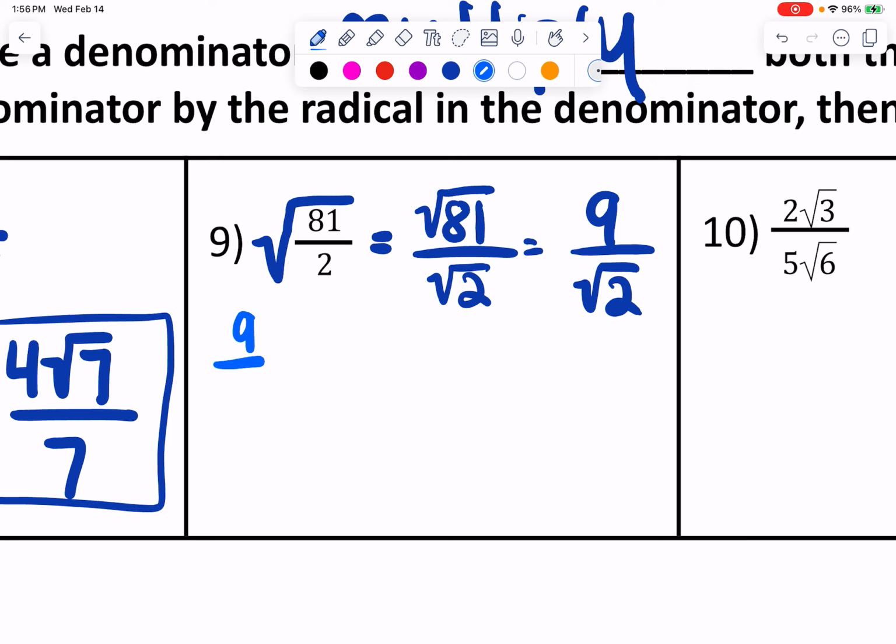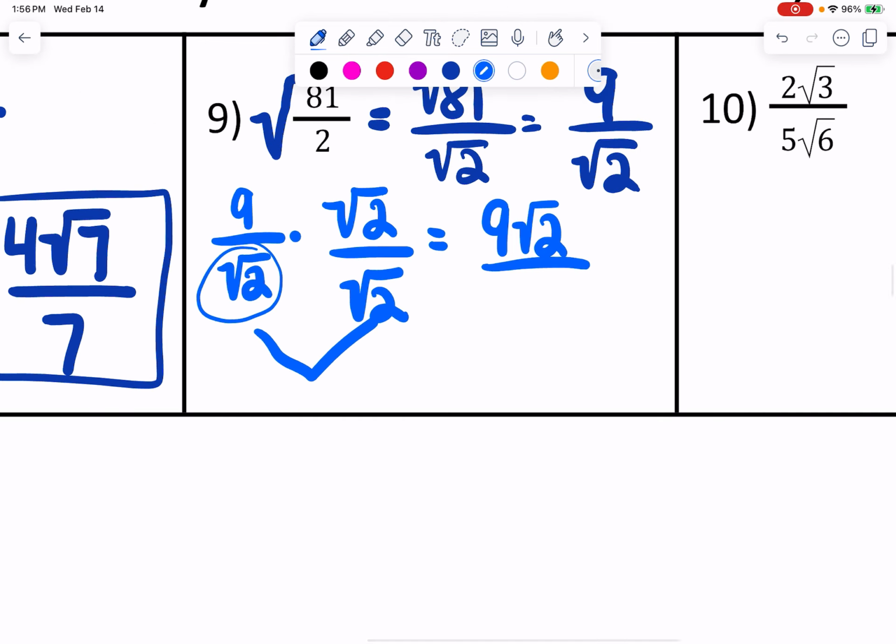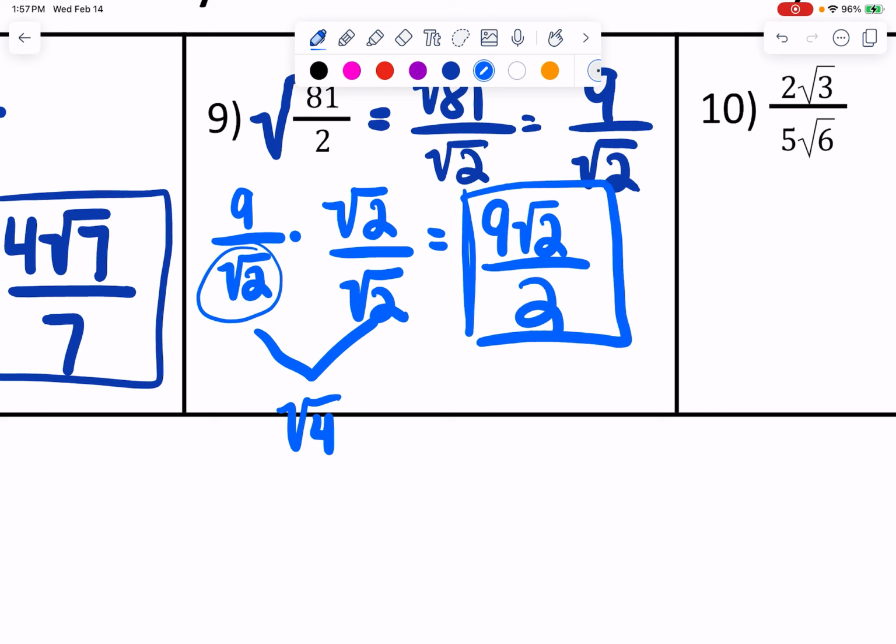Okay, so how do I do that? Well, I take my fraction and I multiply top and bottom by whatever that radical is. So it'd be the square root of 2 over the square root of 2. And so what I would have is 9 square root of 2 on top. Now, you can do a couple steps in one. 2 times 2 is 4, and then the square root of 4 is just 2. So the radicals drop, and that's your answer. That's all you got to do.